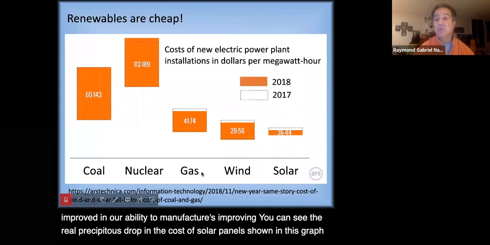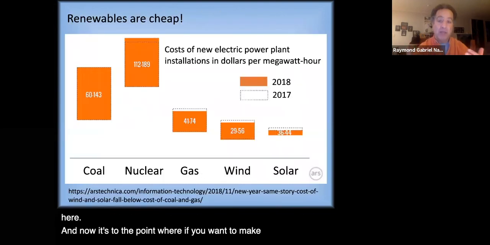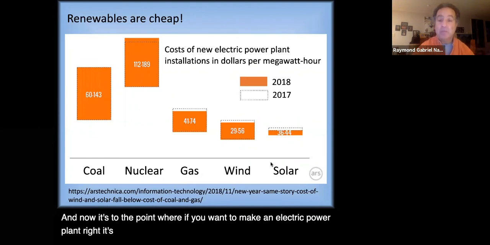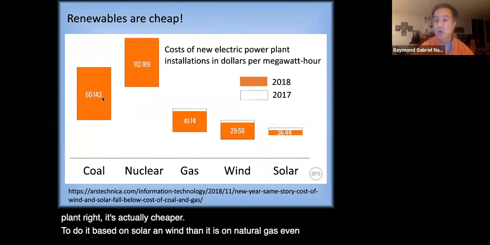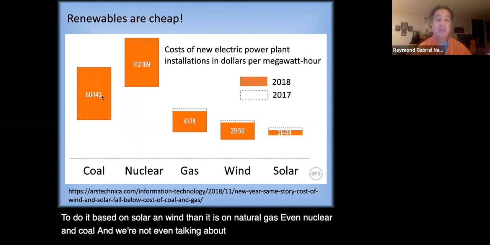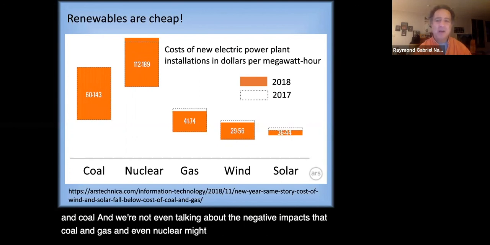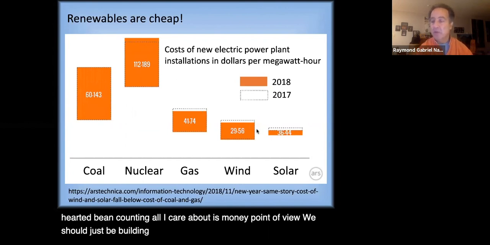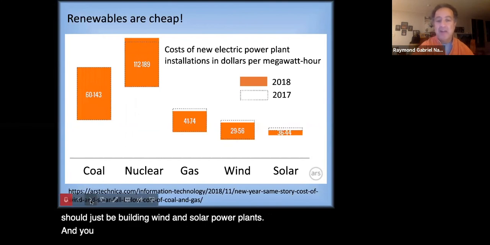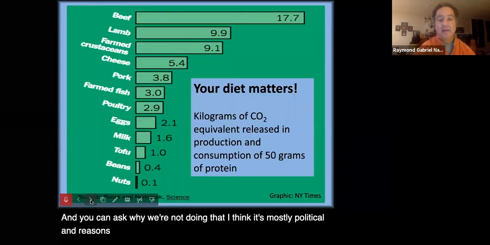And now it's to the point where if you want to make an electric power plant, it's actually cheaper to do it based on solar and wind than it is on natural gas, even nuclear and coal. And we're not even talking about the negative impacts that coal and gas and even nuclear might have. So just from a cold-hearted, bean counting, all I care about is money point of view, we should just be building wind and solar power plants. And you can ask why we're not doing that. I think it's mostly political reasons that it's not happening.